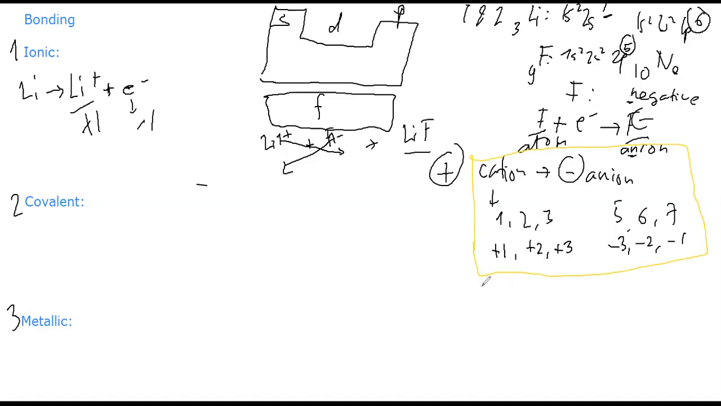Let's practice one more time. For example, we have Mg. Because Mg is located in group 2, it will have +2 charge. If you have, for example, chlorine in group 7, it will have -1 charge. You just move the numbers diagonally, and you will have MgCl2. The name for this one is magnesium chloride.